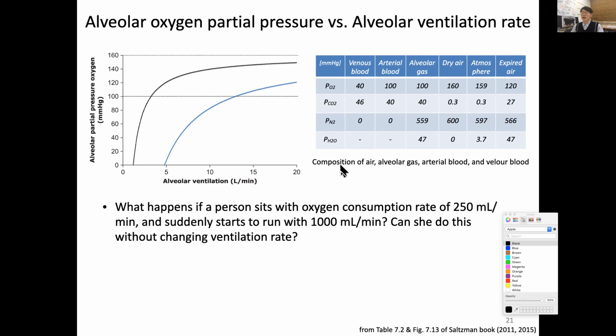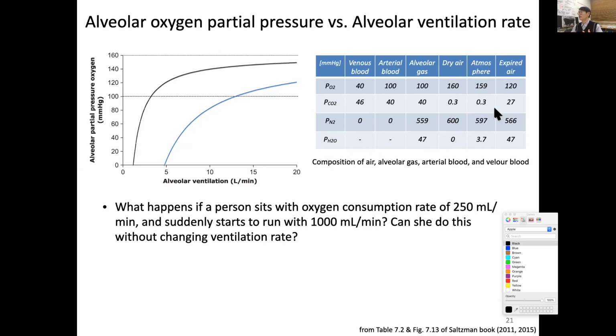And here I put a table from Table 7.2, the partial pressures of oxygen, CO2, nitrogen, and water. In venous blood, it's like this, and in arterial blood the oxygen partial pressure is 100 mmHg, and alveolar gas has about 100, which is lower than dry air, and CO2 is 40 mmHg, and nitrogen is almost 79% of the air. And alveolar gas is already saturated with water, so there's 47 mmHg of partial pressure of water. While in dry air, there's no water, but the others sum up to about 760 mmHg.